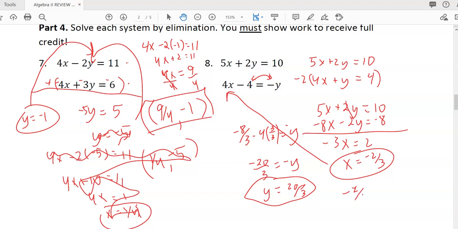So wow, this is a really tough one. It's -2/3. It's a 2 there. It really looks like a z, but it's a 2, comma 20/3. Sorry, it just gets a little sloppy writing this sometimes.